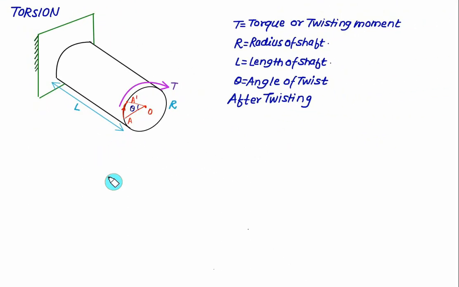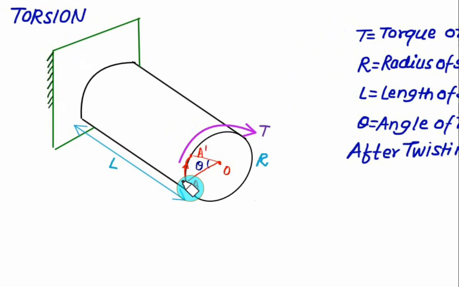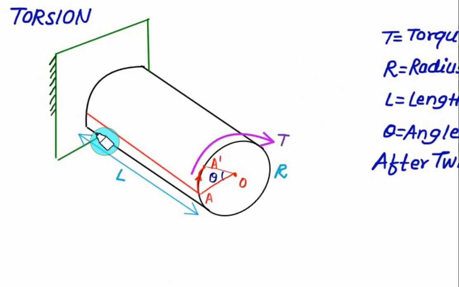Now this one we have discussed for the face, that is the cross section. Now what about the surface here? I will draw one horizontal line on the surface of radius R, that is on the outer periphery. This line represents a line parallel to the longitudinal axis before we have a twisting, and once we apply the twist here, the point A will come to A prime.